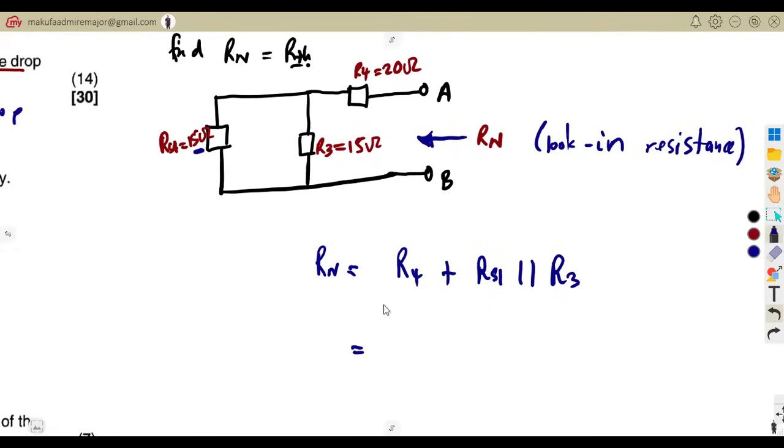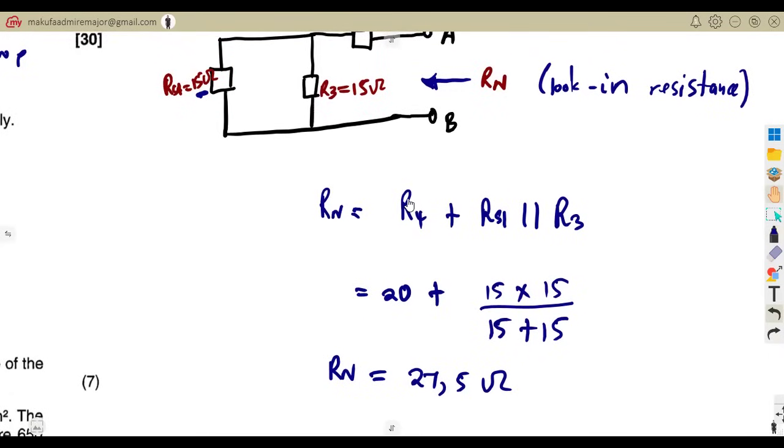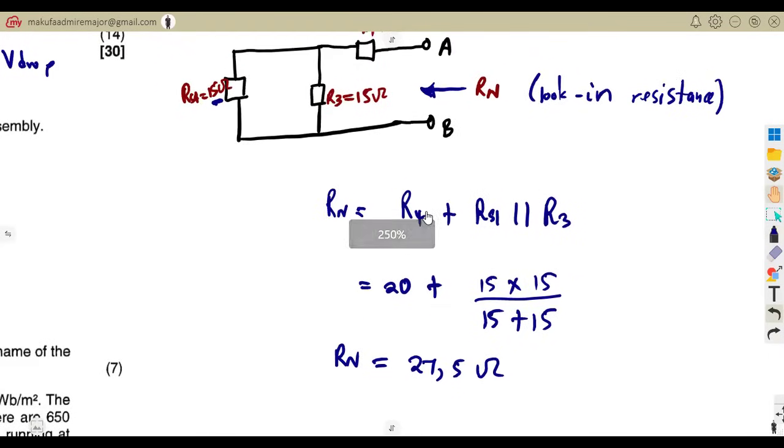So what is our Rn? That is 20 plus the parallel combination, product over sum, as I explained before. So that is 15 times 15, which is our product, over the sum 15 plus 15. This gives us Rn, which is 27.5 ohms. So with your Rn and the In that we calculated, our short circuit current, the current flowing across the load can now be calculated.